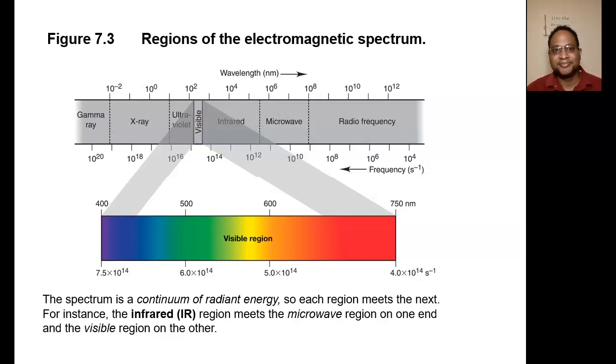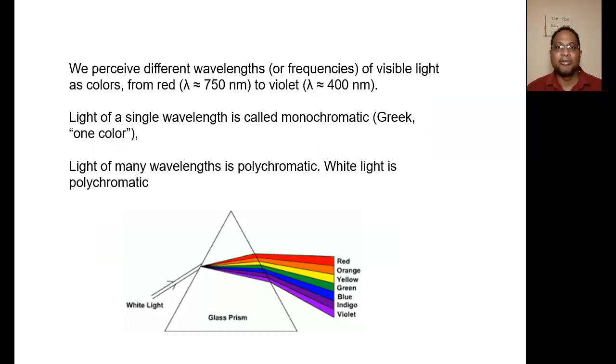Excellent. Just after that, remember we said that different wavelengths or frequencies have different colors. For example, for red, the wavelength was about 750 nanometers, all the way to violet, which was approximately 400 nanometers. If we're dealing with light of one single wavelength, that's called monochromatic. That means one color. If you're dealing with light of many wavelengths, that's called polychromatic. And white light, as you know, is polychromatic. If you take white light and shine it through a prism, you'll see the nice rainbow colors, right? You enjoy seeing that, like when you have a drop of water in the sunlight, you see the different colors of the rainbow.